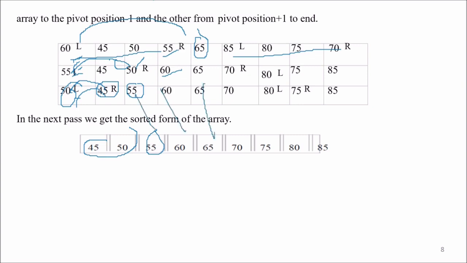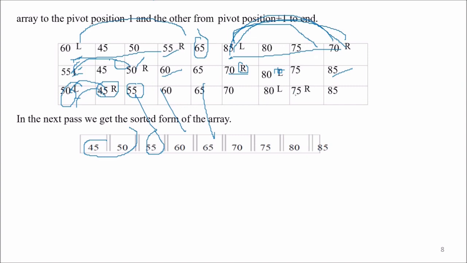65 was in the correct position. What about 70, 80, 75, 85? First this will be checked. 85, 70, 70 is smaller, we'll change it. 70 will come here, and 85 will go here. Okay. Now right has come here, left will go to this place. Let us see left and right. What is the correct sequence?